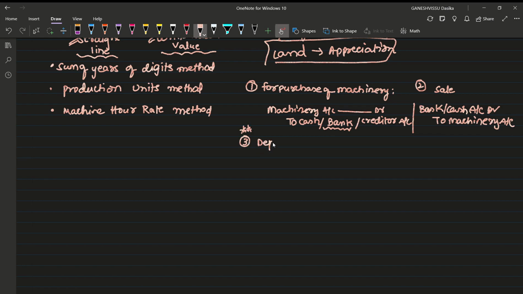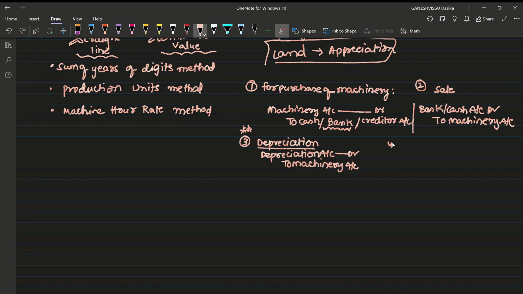And what is the third entry, which is an important one? Depreciation entry. What is the entry for depreciation? It is a charge on the asset, that means it is a decrease in the value of the asset. If the asset value has decreased, it is to be credited, so to machinery account. If depreciation is applied on the machinery, we are going to debit depreciation account. So for charging of depreciation, depreciation account debit to machinery account.